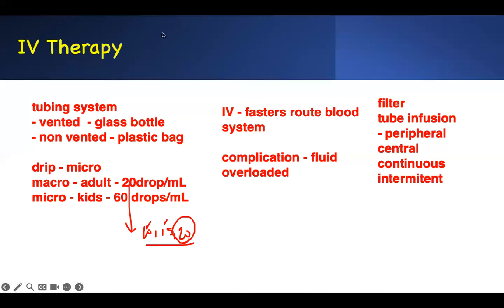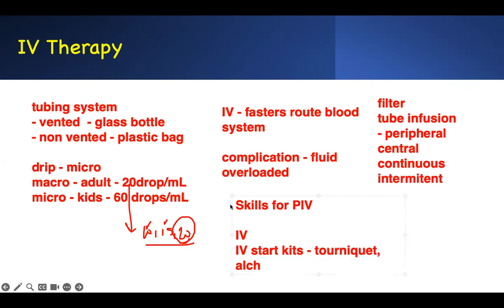Now, you've got to place the IV. You've got to have certain skills. So these are the skills for how you place a peripheral IV, PIV, that's what it means, right? Get your catheter. Get your IV start kit. The IV start kit usually has a tourniquet, alcohol wipes, gauze, and a cleansing agent.